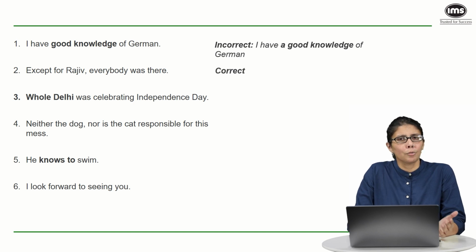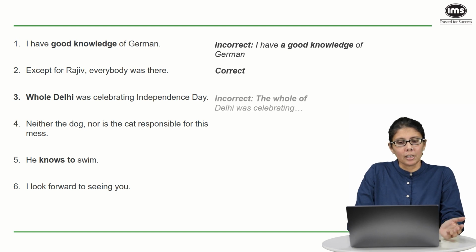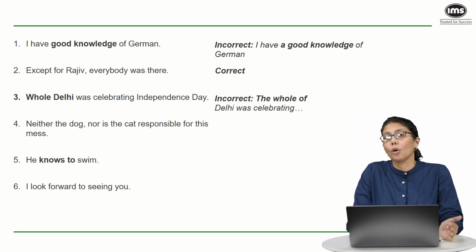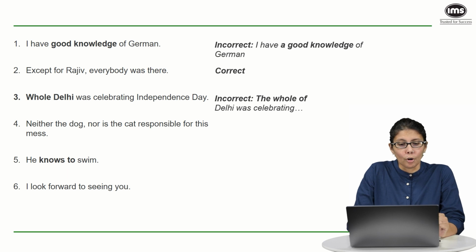There's really nothing doubtful about that one. So, we can say it's correct. Whole Delhi, definitely not. The whole of Delhi or all of Delhi. Neither the dog nor is the cat responsible for this mess.